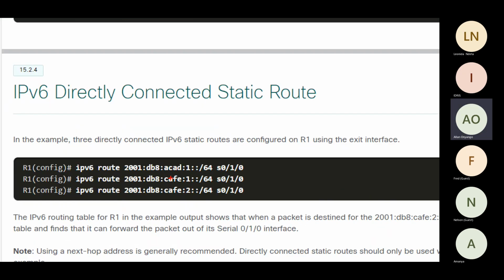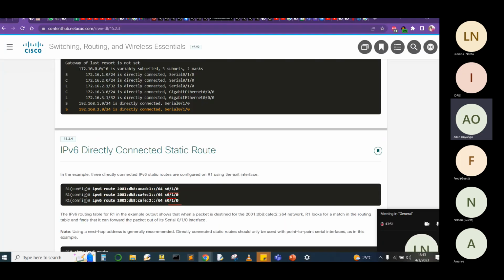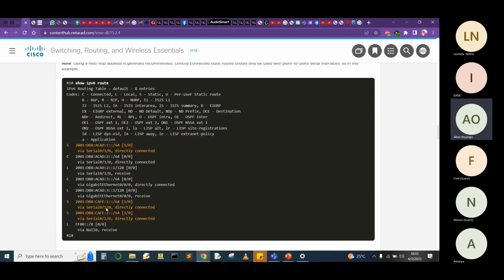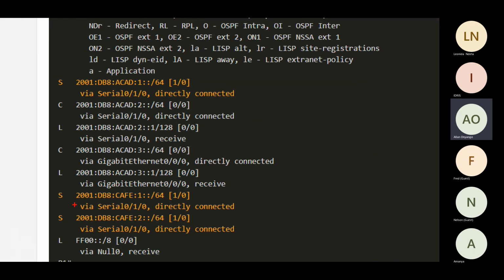You could do the same thing for IPv6, and you can see that here. Instead of using the next hop IPv6 address, you use the exit interface. And show ipv6 route, of course, will still display the IPv6 static routes with the exit interfaces.